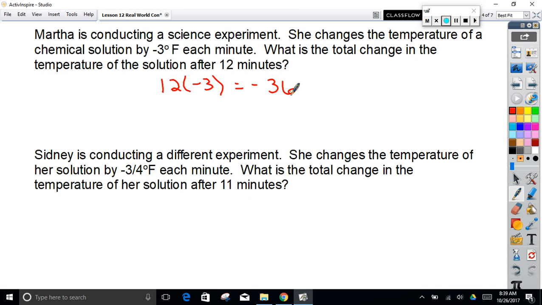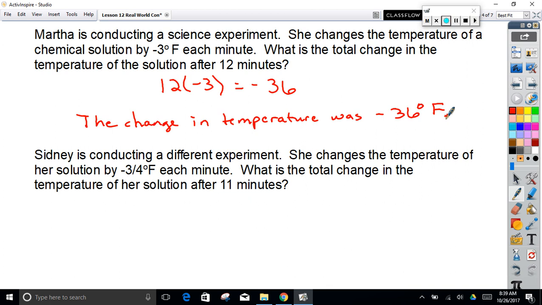Change in temperature, negative. Good. And since you didn't specify whether the change was an increase or decrease, you would want to use the negative just like you did. So the change in temperature was -36 degrees Fahrenheit. You could also say the temperature decreased by 36 degrees Fahrenheit. If you used the word decreased, you would want to use the number as a positive number.